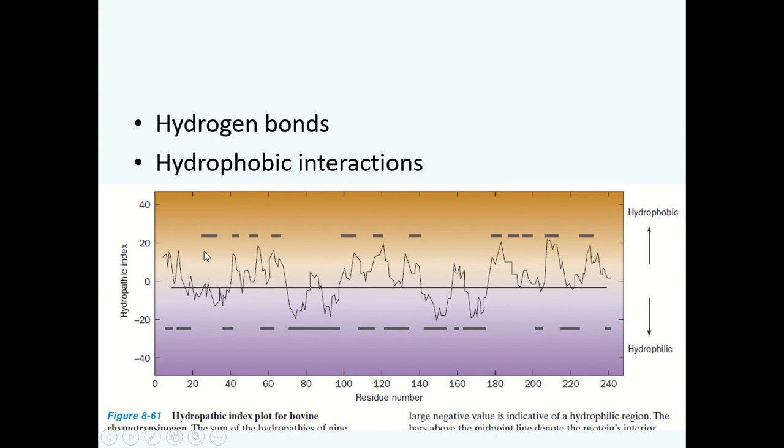This plot is a hydropathy plot, and this is representing the hydropathic index on the y-axis. Increase on the y-axis means more hydrophobicity. Decrease on the y-axis represents more hydrophilicity. On the x-axis is the number of amino acids. So you can see that these are the portions. The peaks are the portions which contain amino acids which are more hydrophobic. So these portions which are forming the peak are expected to be buried deep inside the protein core.